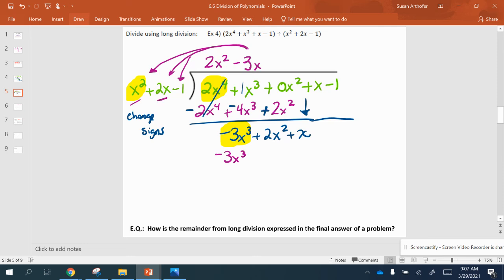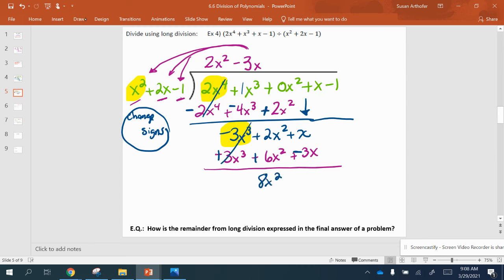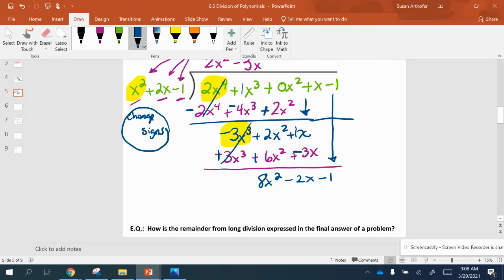Negative 3x times 2x is negative 6x squared. Negative 3x times negative 1 is positive 3x. And then don't forget, you have to change signs. So positive, positive, negative. So 3x cubed minus 3x cubed cancels. 2x squared plus 6x squared is 8x squared. 1x minus 3x is negative 2x, and I have to remember to bring down the 7. And we start all over.